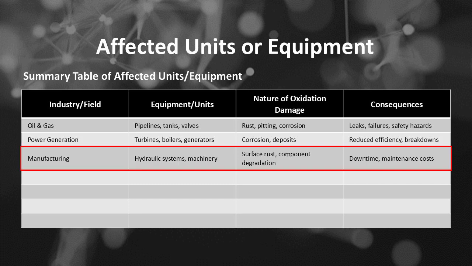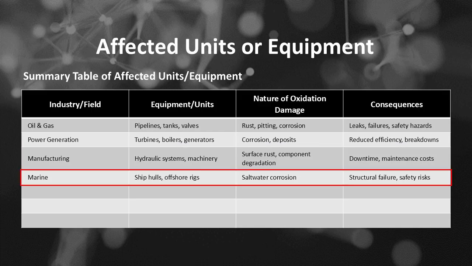If the industry or field is manufacturing, then the equipment or units are hydraulic systems and machinery, the nature of oxidation damage that will occur is surface rust and component degradation, and the consequences are downtime and maintenance costs. If the industry or field is marine, then the equipment or units are ship hulls and offshore rigs, the nature of oxidation damage that will occur is saltwater corrosion, and the consequences are structural failure and safety risks.